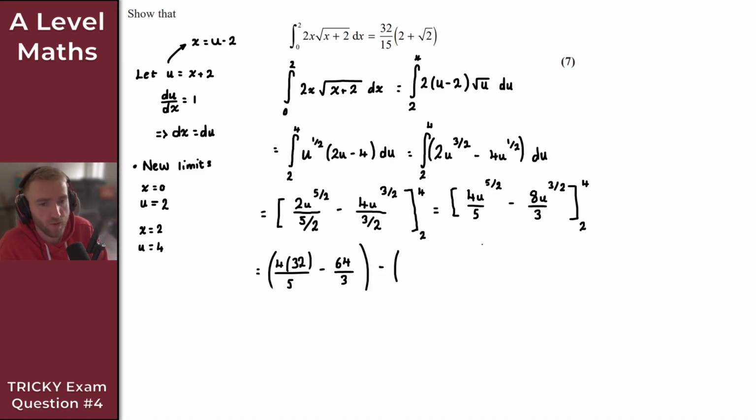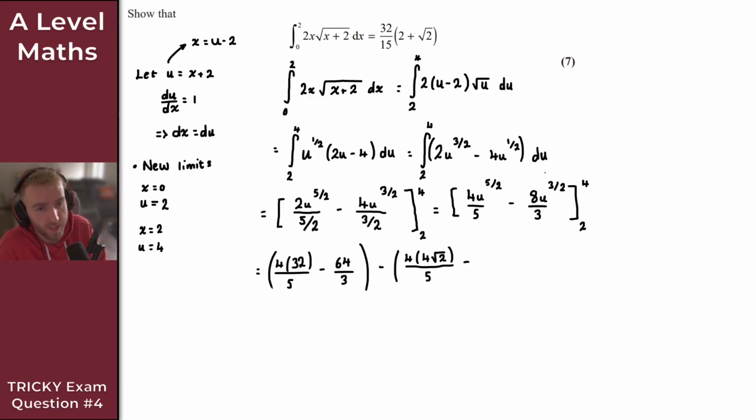So root 2 times root 2 is 2. We do that again. So 2 times 2 is 4. So what I get here is 4 root 2. So I've got 4 lots of 4 root 2. And that's all over 5, like so.